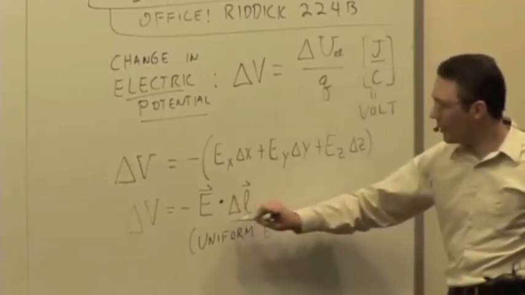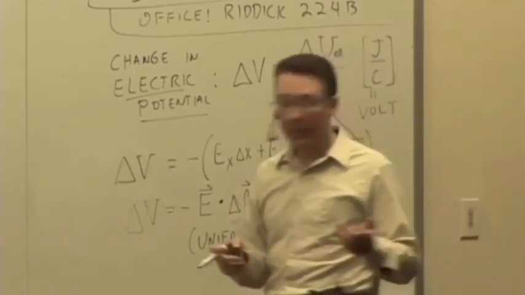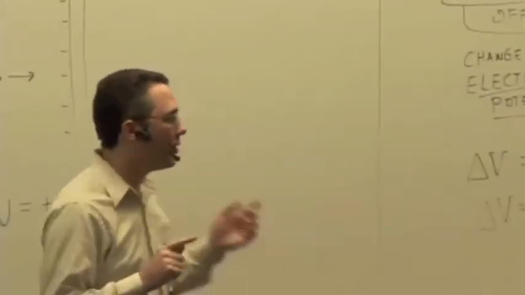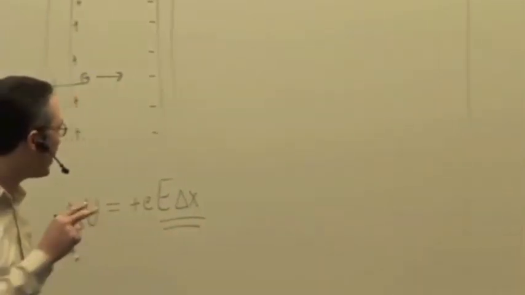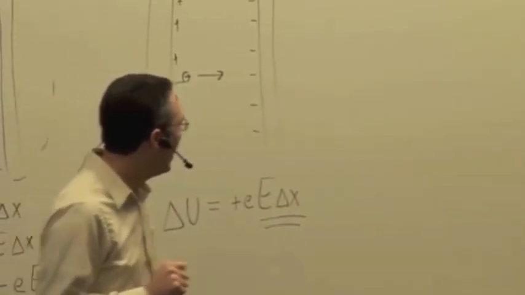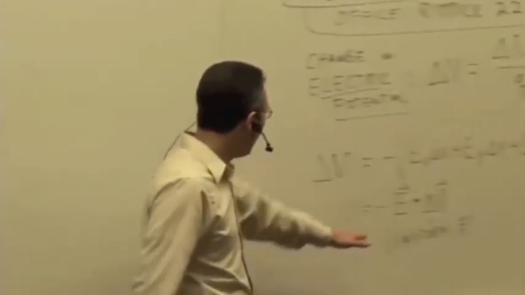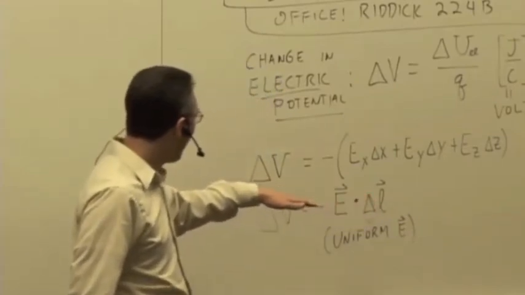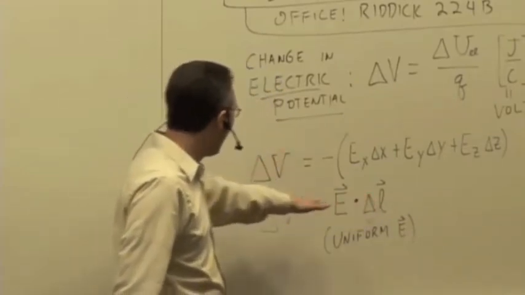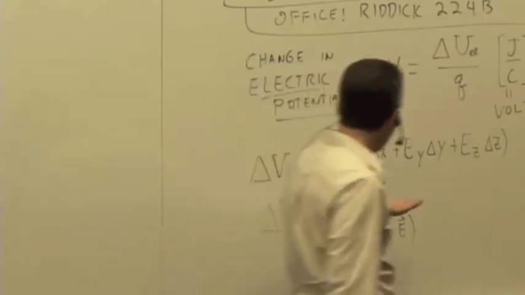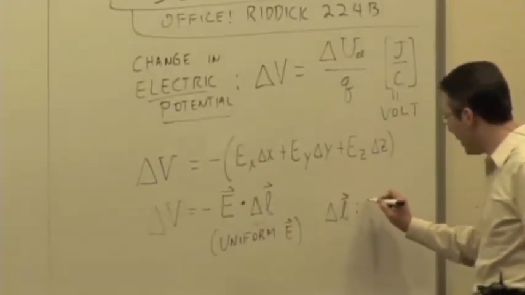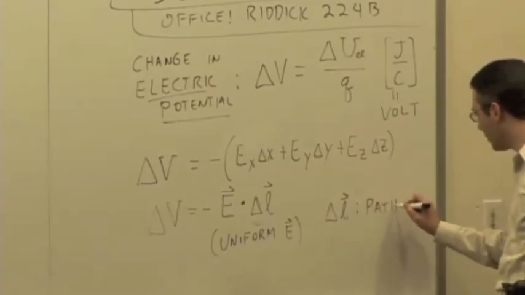And the important thing to realize here is it's a scalar. It's giving us a scalar, like any dot product. It's giving us just a single number. It can be positive or negative, but it's not a vector quantity. We're combining two vector quantities, and those quantities are the electric field and the path. So delta L is a path vector.